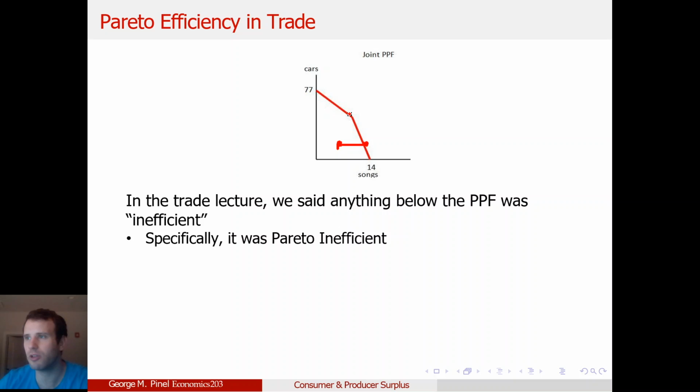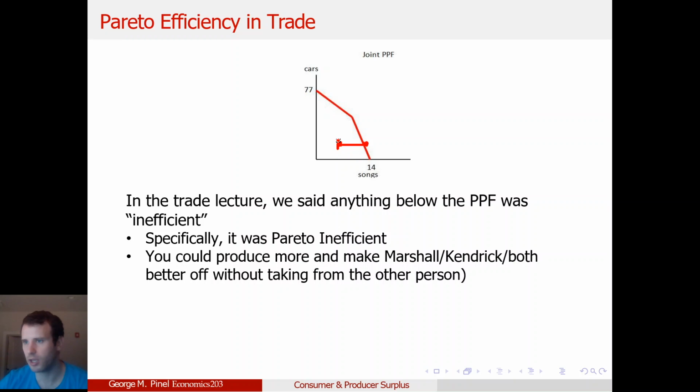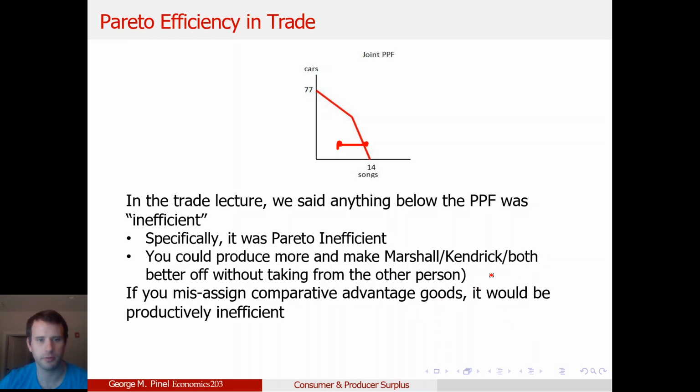So everything along the line I said was efficient and feasible. Feasible means it's able to be done. Anything below the line is inefficient, and by inefficient, now we have a more clear definition: I can benefit Marshall or Kendrick or both without hurting the other by producing more. That's what it means to be Pareto efficient. So anything below here is Pareto inefficient. You could produce more and make either Marshall, Kendrick, or both better off without taking from the other person.